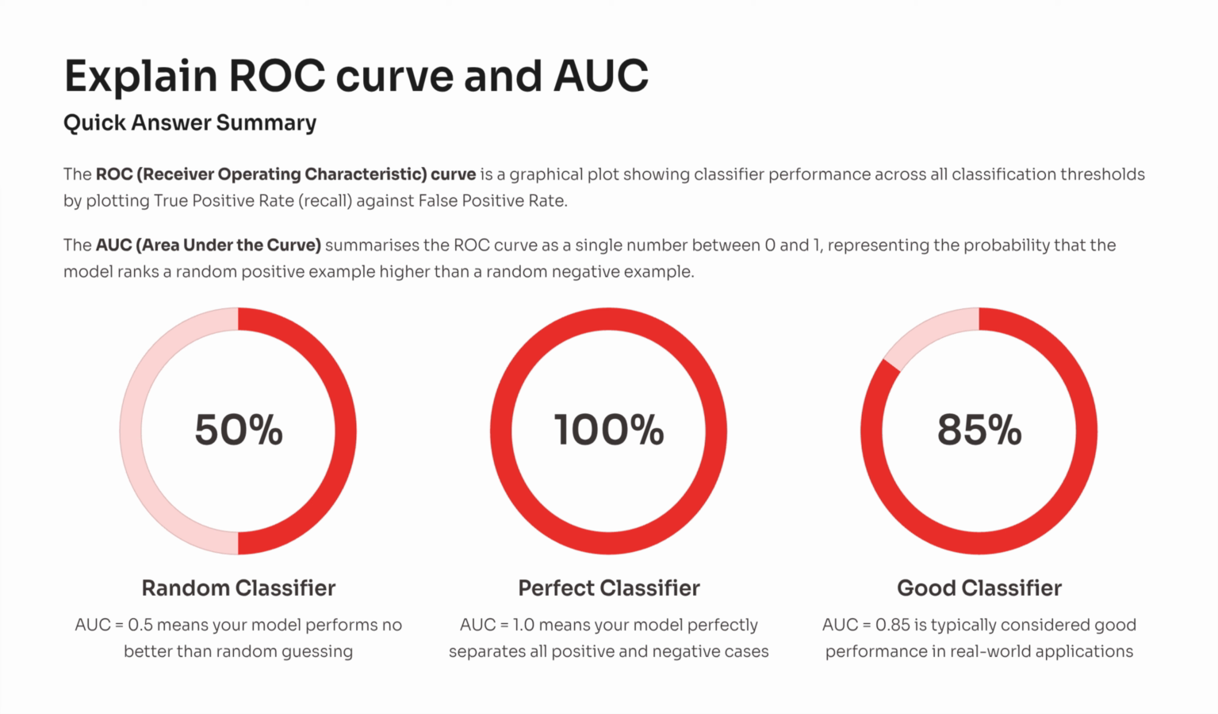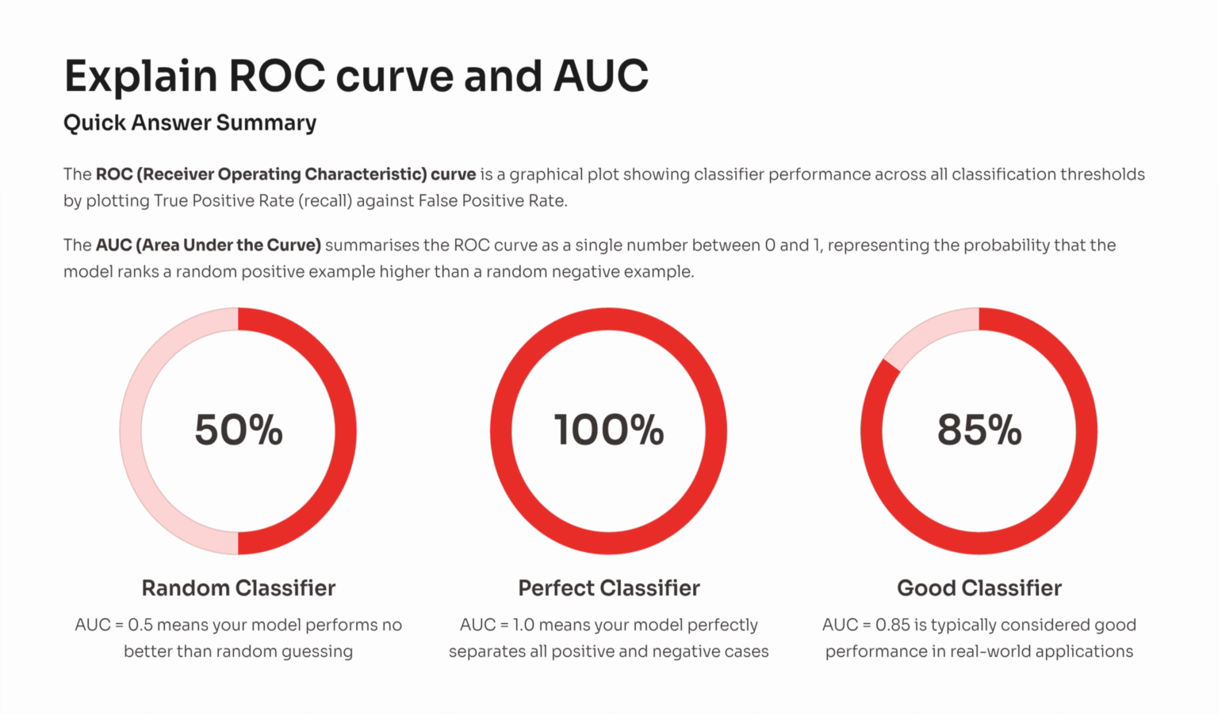So, in one line, here's how to frame it in an interview. The ROC curve shows how a model performs across different thresholds, and the AUC gives me a single score that measures how well the model separates the two classes. That's exactly how you'd explain it.